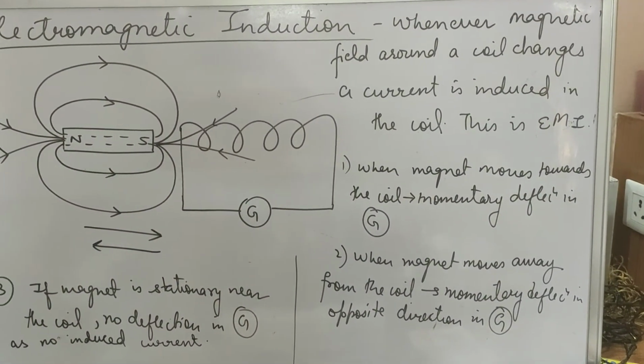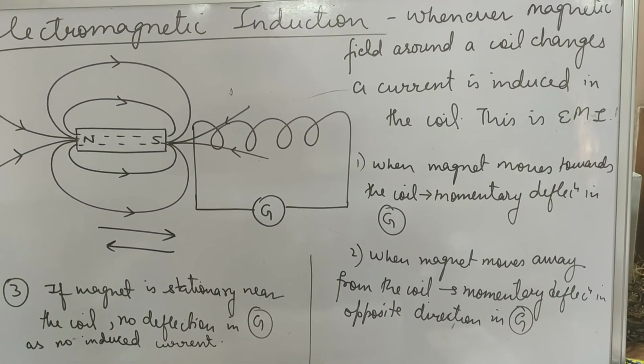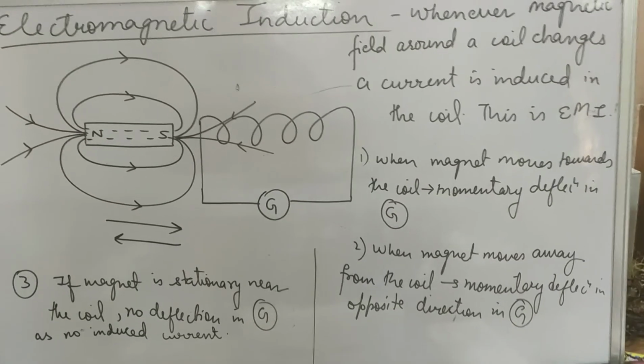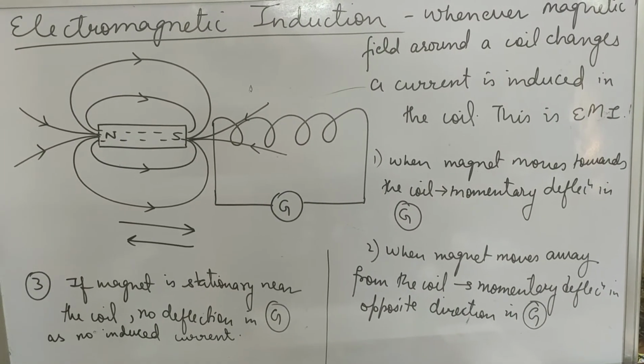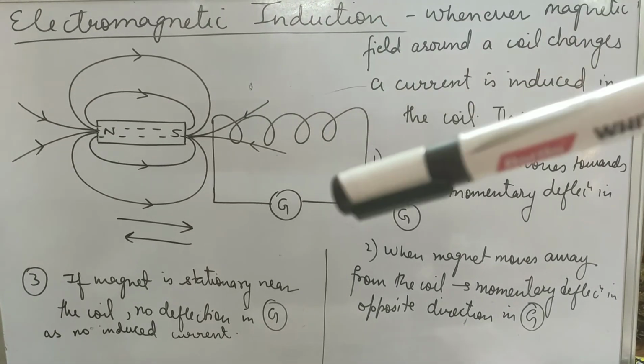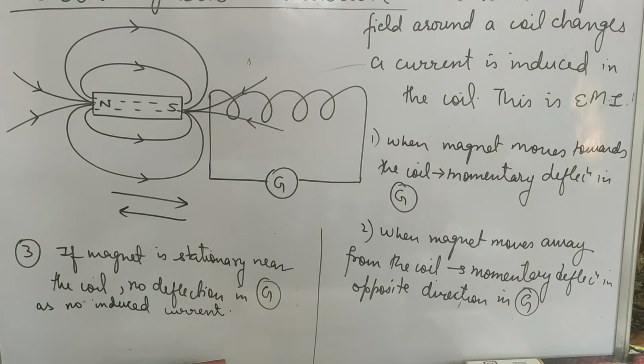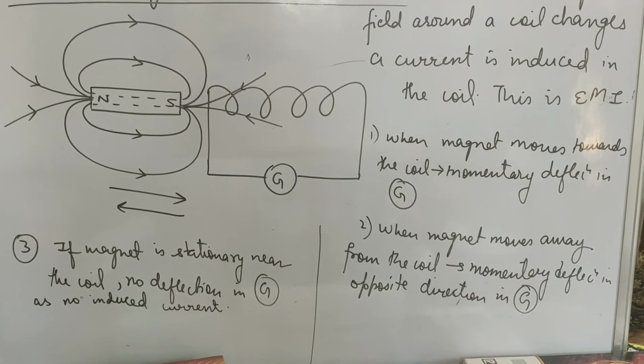So whenever magnetic field around a coil changes, a current is induced in the coil. This is known as electromagnetic induction. Okay, तो यहाँ पे उसका एक्सपेरिमेंटल सेटअप दिखाया हुआ है आपको. There is a coil and a galvanometer is attached to the coil. Galvanometer is a very sensitive device which will sense small currents in the coil.